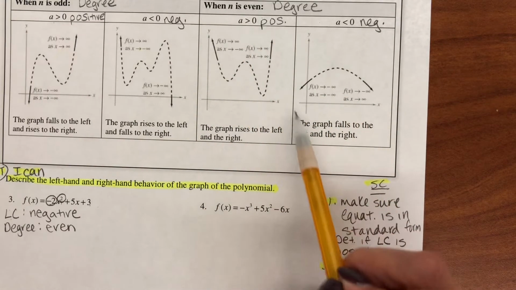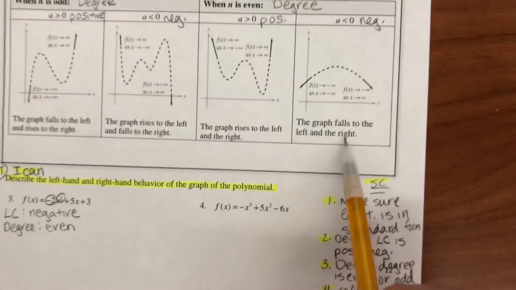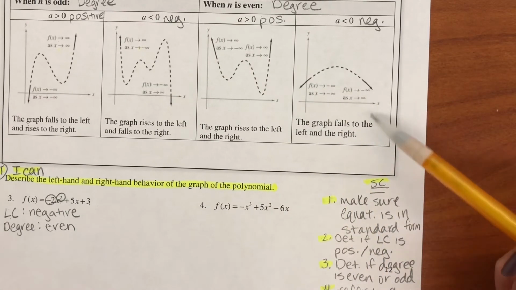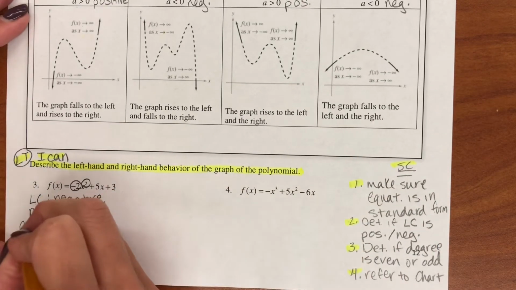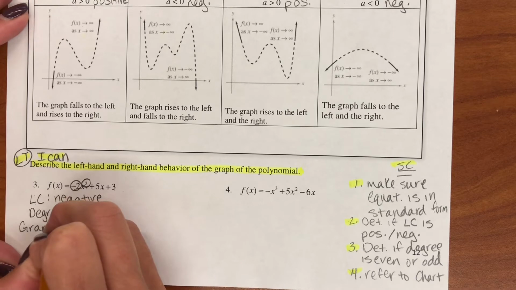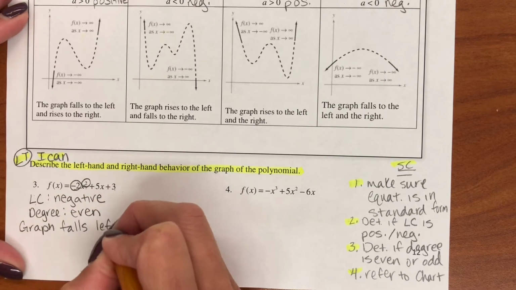So it's going to look like this. My graph will fall to the left and the right. So both ends are going to go down. So there's my answer. Graph falls left and right.